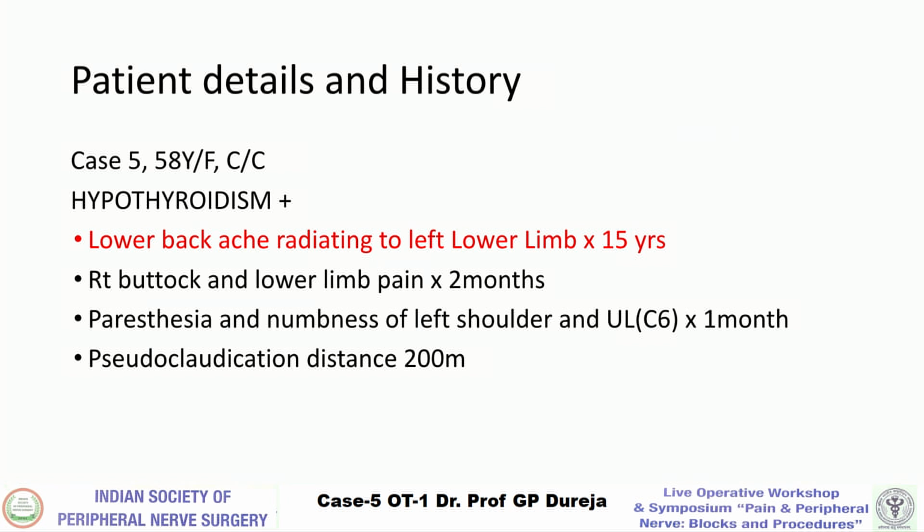Please start. So now we are on case 5. She's a 58-year-old female, known case of hypothyroidism. She has mainly complaints of lower back ache radiating to the left lower limb. She has a long history of 15 years.